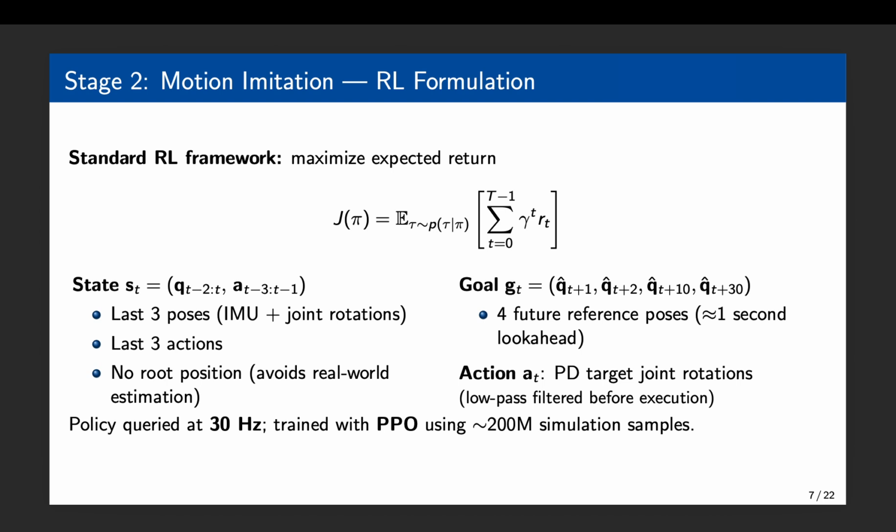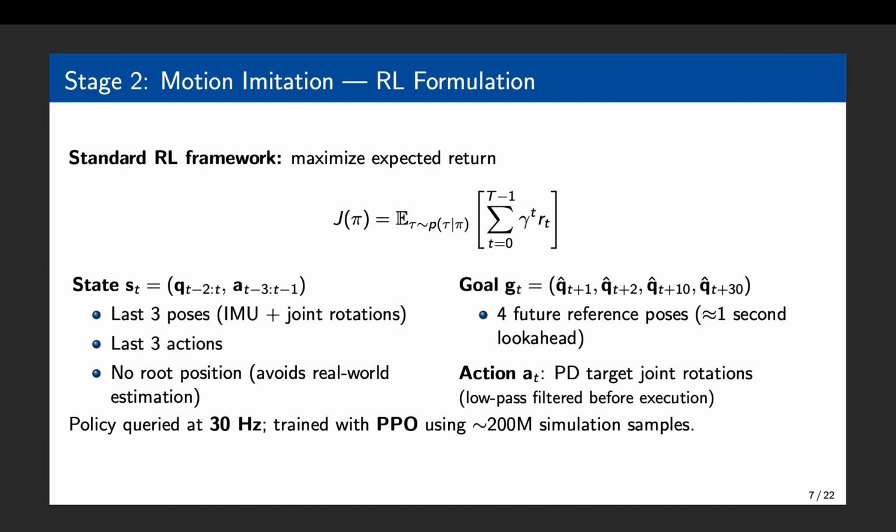The second stage is motion imitation, framed as a reinforcement learning problem. The policy maximizes the expected discounted return in the standard RL sense. Let me highlight the key design choices. The state includes the robot's poses over the last 3 time steps and the last 3 actions.